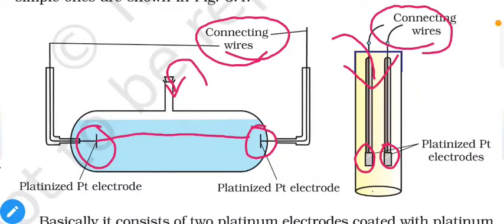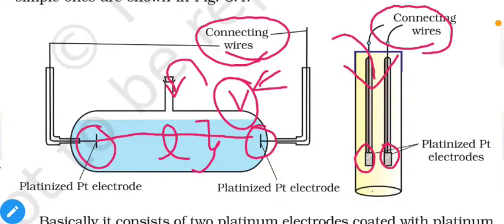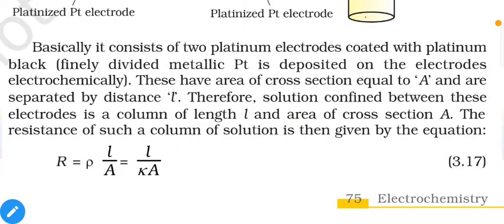The distance between the two electrodes will be called L, and the volume of our solution will be called V. Later we will discuss V. In our cell we have two platinum electrodes coated with platinum black. Again remember, we use platinum because we do not need the electrodes to participate in the reaction. We do not need any side reaction. That's why we use platinum, which is inert.